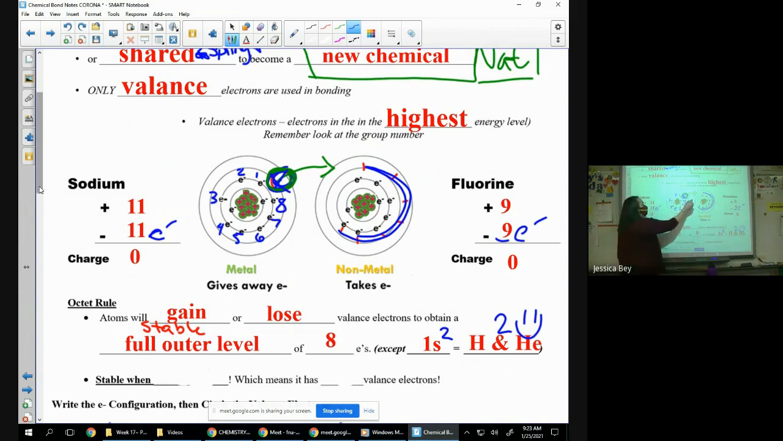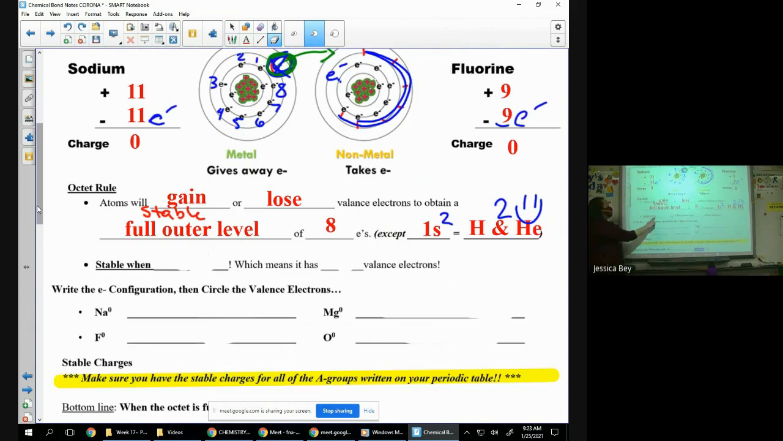Now, what fluorine will want to do, fluorine's like, hey, I have 7 and I would like 8. Now I will take that 1 more. Okay. So they're stable when they're full, which means they have 8 valence electrons. Main idea, we're trying to get to 8.